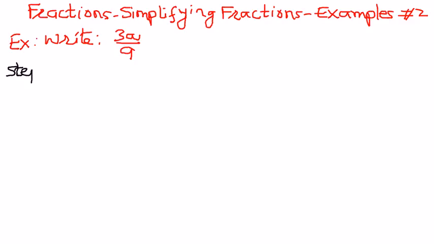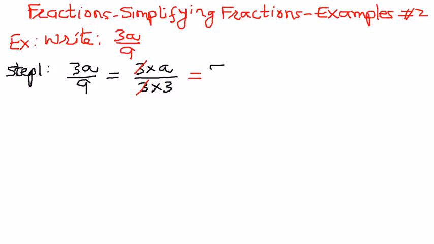Step number 1. We're going to factor the numerator and the denominator. So 3a divided by 9. In the numerator we have 3 times a, and in the denominator 9 we can write as 3 times 3. When we have numbers in the numerator and denominator that are multiples of one another, we can cancel them out. Therefore, we are left with a in the numerator and 3 in the denominator.